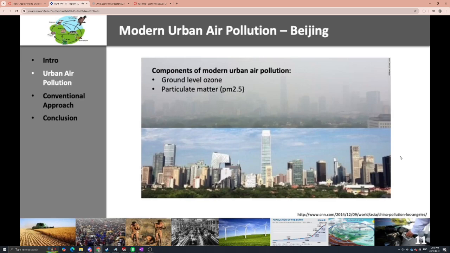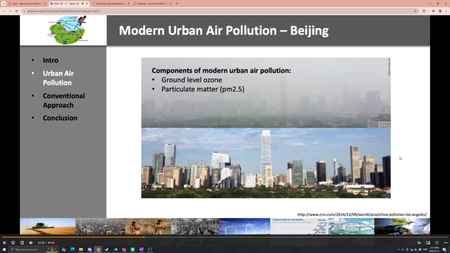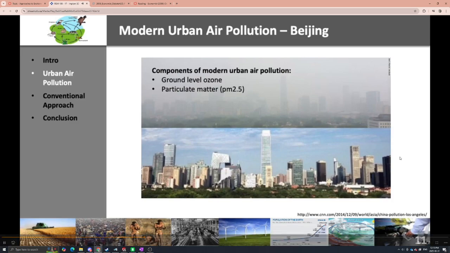Los Angeles was famous for this type of bad air quality in the 1950s, but these days, cities like Beijing, Shanghai, and many other cities are often in the news about their bad air quality. I think the images that you see on this slide are showing a good and a bad day air quality in Beijing. So the top one is the bad air quality.